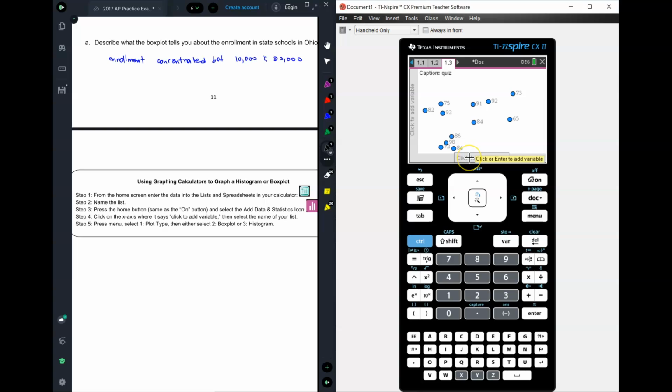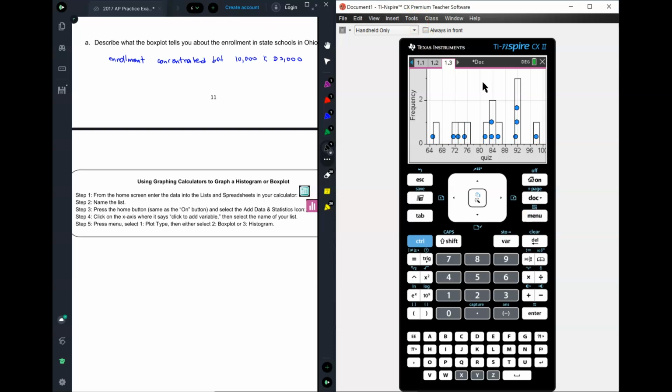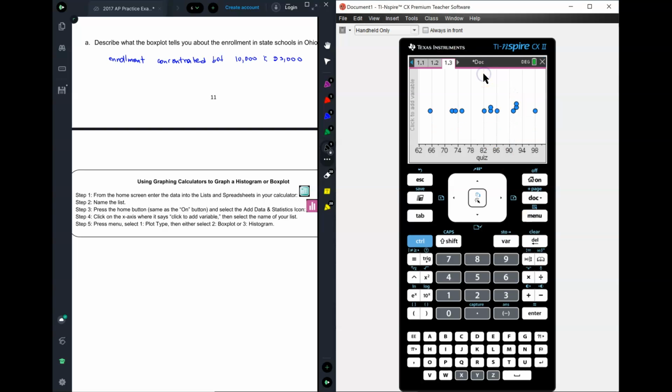Click to add variable and then quiz. Whoa. Okay, this is the important part. Watch. Menu, plot type, histogram, and it gives you a histogram like this. Or you can do menu, plot type, box plot. It gives you a box plot.